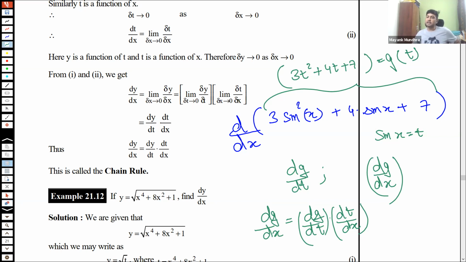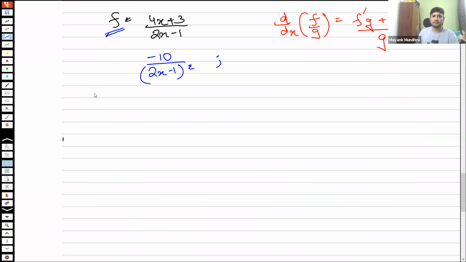I don't care if you remember it like this, but the idea is that this works even on multiple levels. This is just a two-tier thing, I just made one substitution. Suppose you have some function g of h of f of x of t, right? 1 2 3 4.